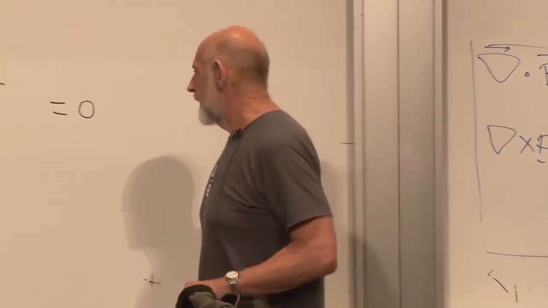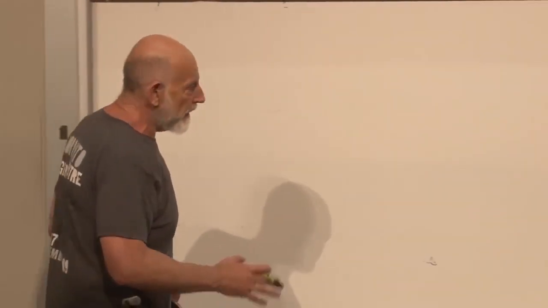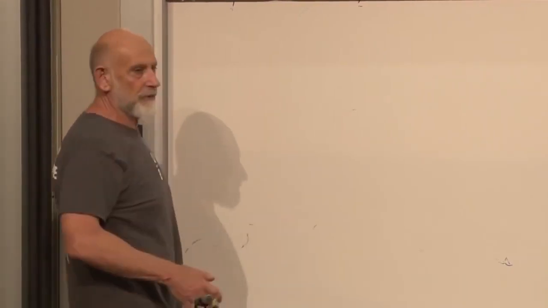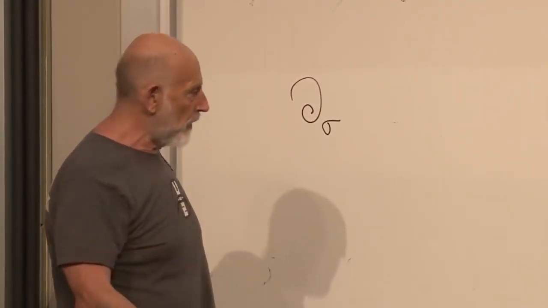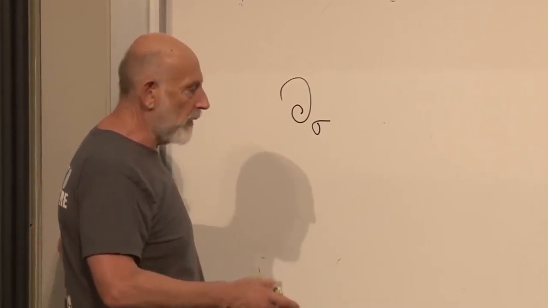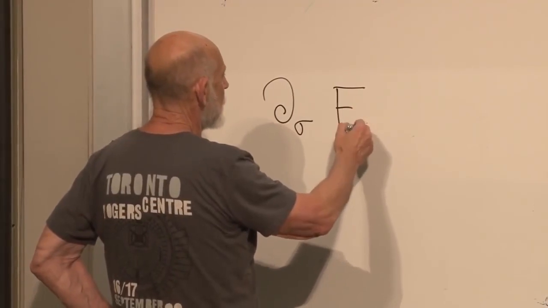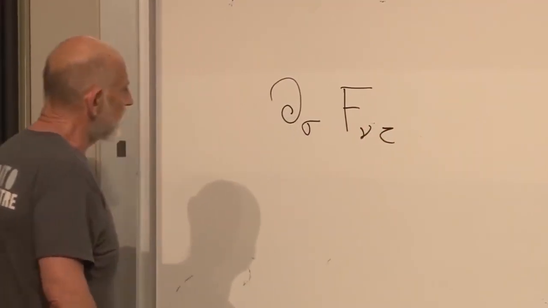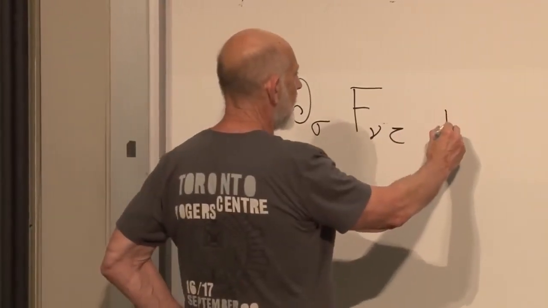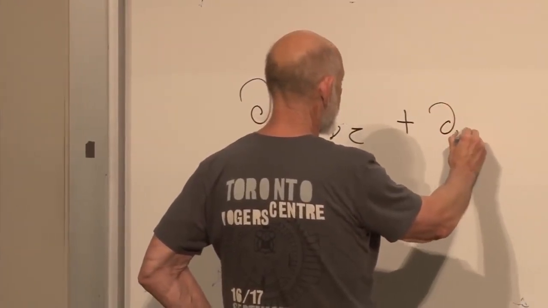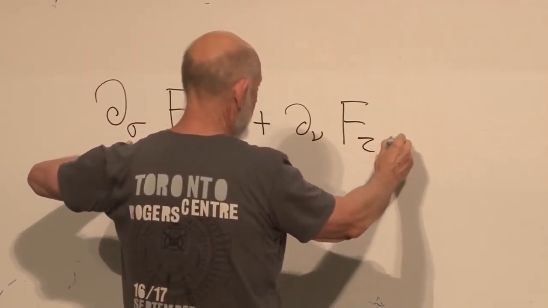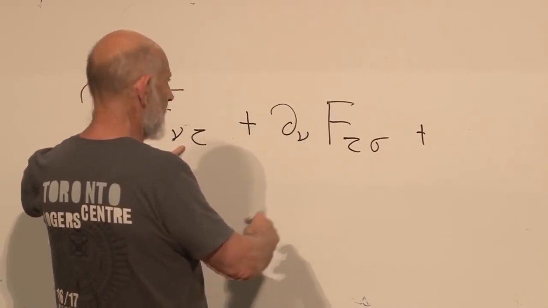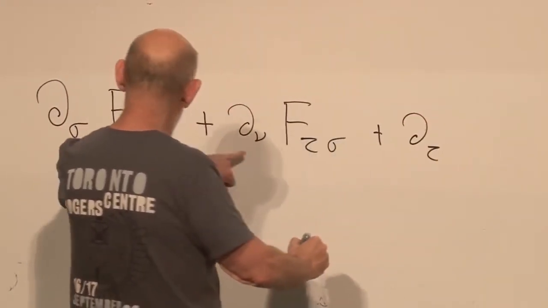All right. Here it is. There are some tricks to doing it, but the answer is more interesting than the tricks, the fact that it's covariant. So let me write it out for you. It's d sigma, where sigma can be any one of 4, t, x, y, or z, or 0, 1, 2, or 3, F nu tau, plus d nu F tau sigma, plus d tau F sigma nu, equals 0.